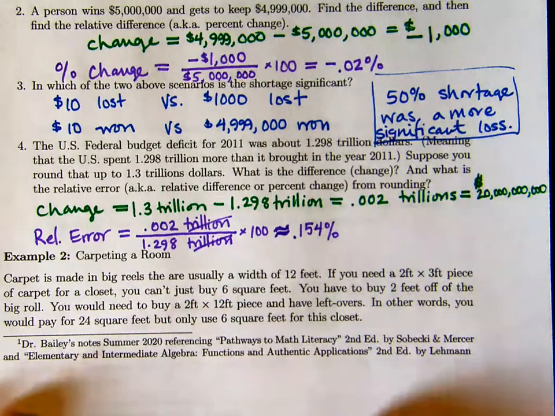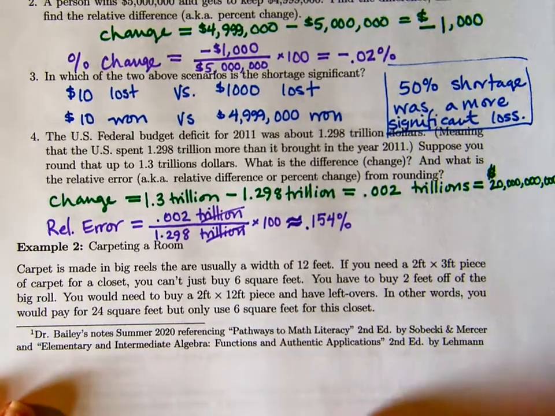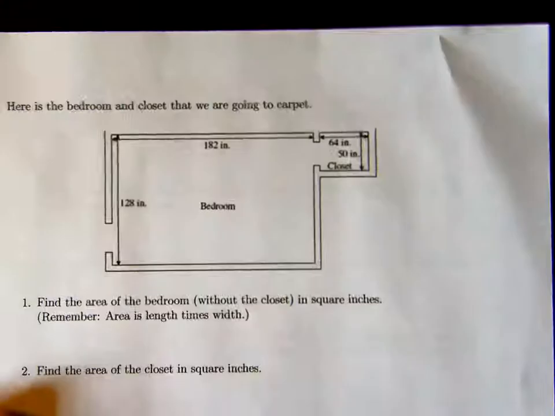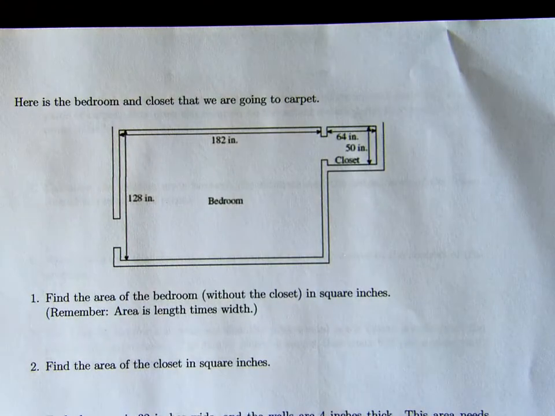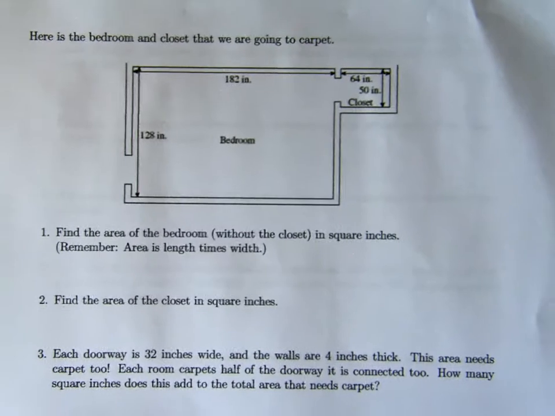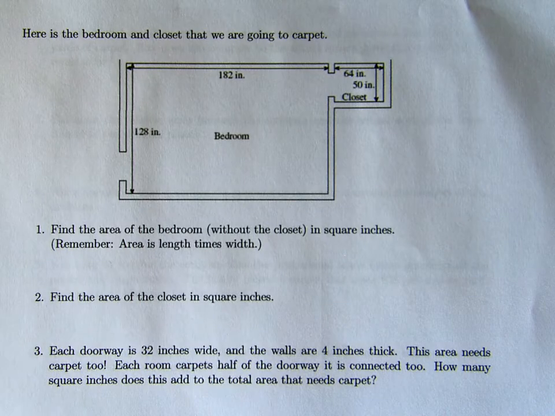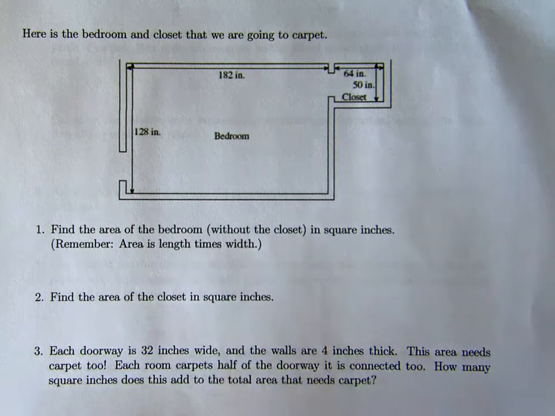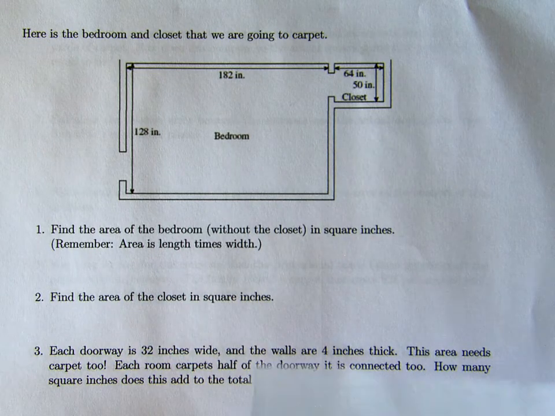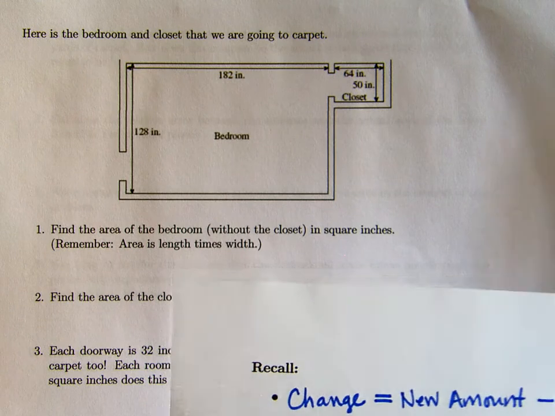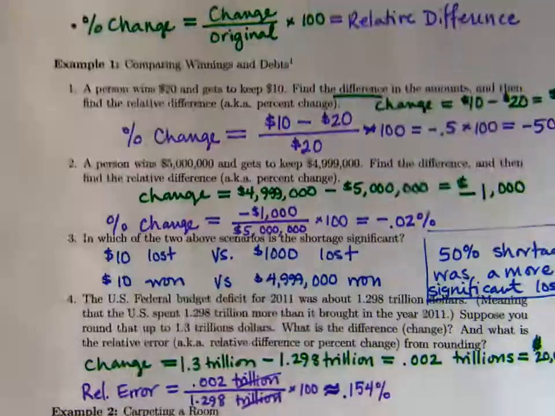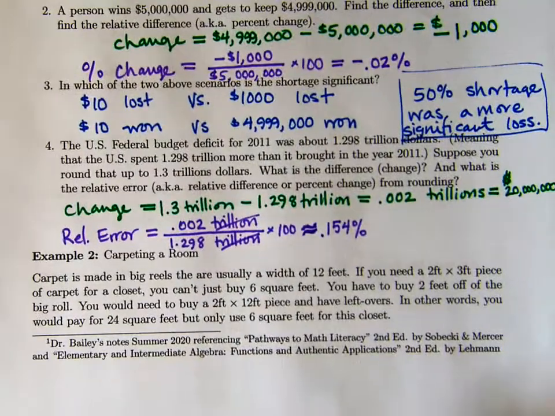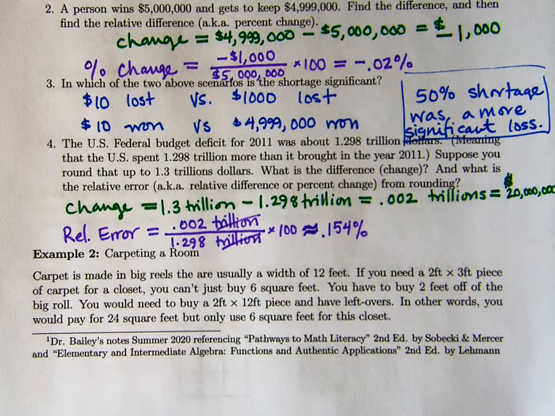In the next example, in the next video, we're going to carpet a room. We're going to use conversions. We're going to see what happens when we round. We're also going to have to remember some of our geometric formulas. So in the next video, we'll go ahead and tackle example 2, carpeting a room.